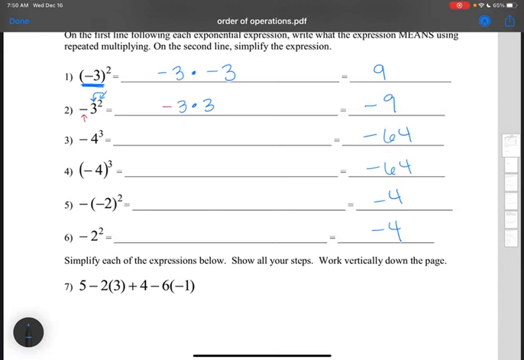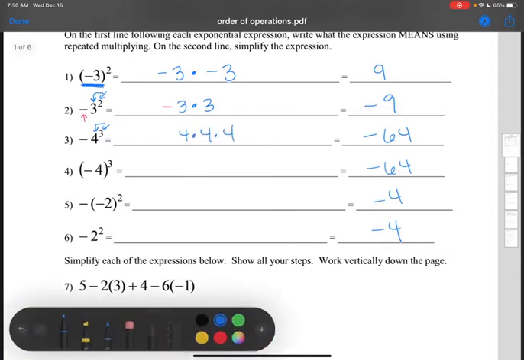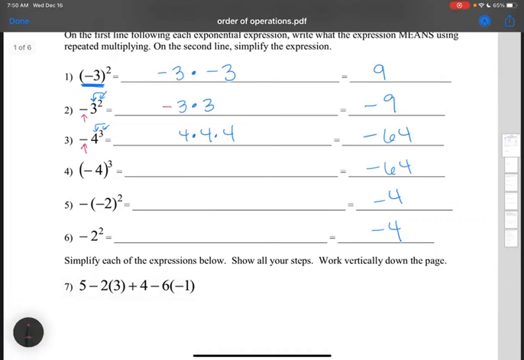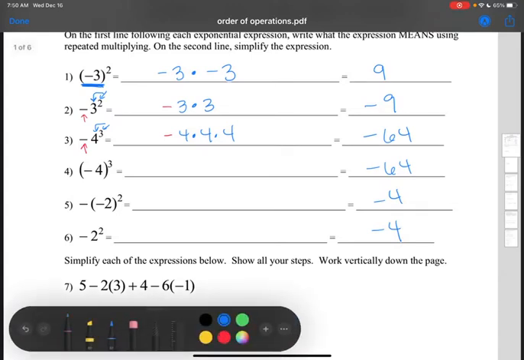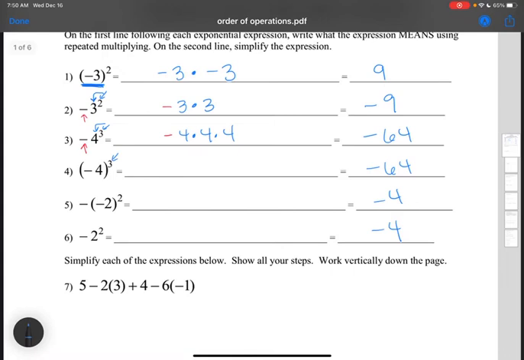Okay, so number 3 is a lot like number 2, right? And the exponent only applies to that 4. So that would be 4 times 4 times 4, but we still have a negative hanging out front. So we do need to still have that negative in there. And that -4 times 4 times another 4 would give us -64. And the next one, the exponent 3 applies to everything in the parentheses. So that would be a -4 times -4 times -4, which would also give us -64.